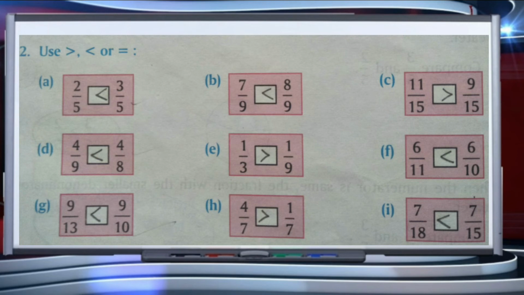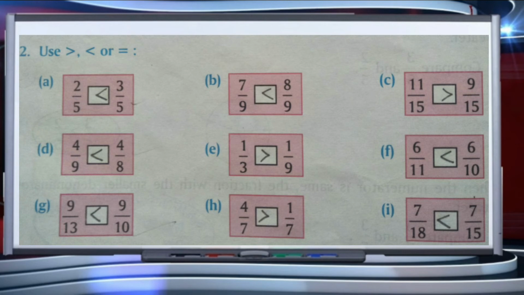D part is 4 by 9, 4 by 8. Now the fraction with same numerator, and now we will check the smaller denominator. Smaller denominator is 8. That means 4 by 8 is greater.